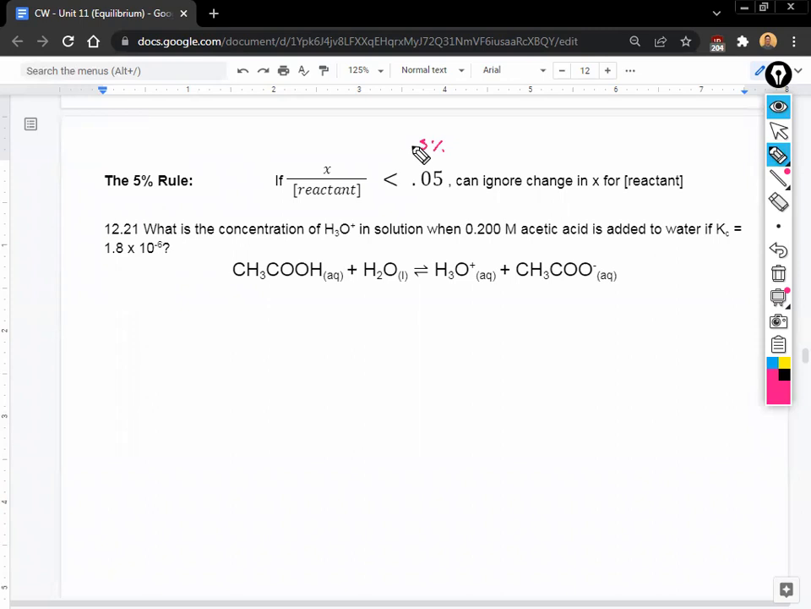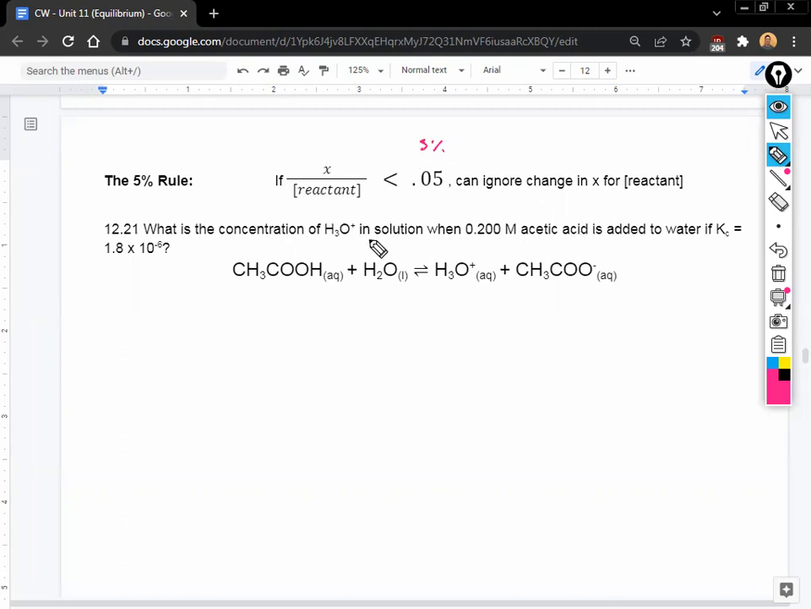And the reason why it's 5% is because when we actually do labs and experiments with equilibrium and concentrations, 5% is the, shoot, I forgot the word. Margin of error. 5% is the margin of error. Our measurements could be 5% higher or 5% less than the recorded value.